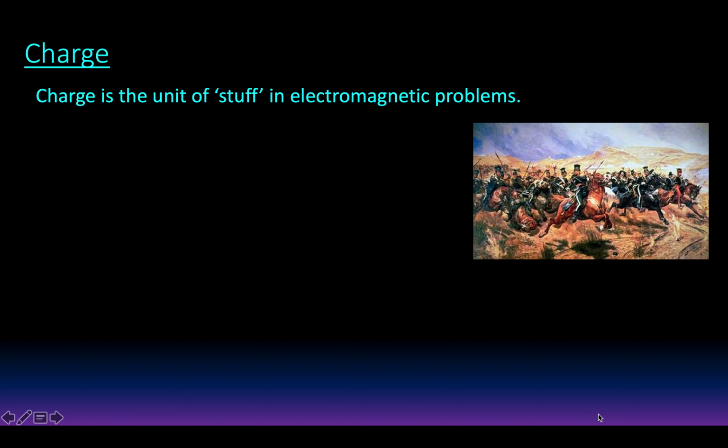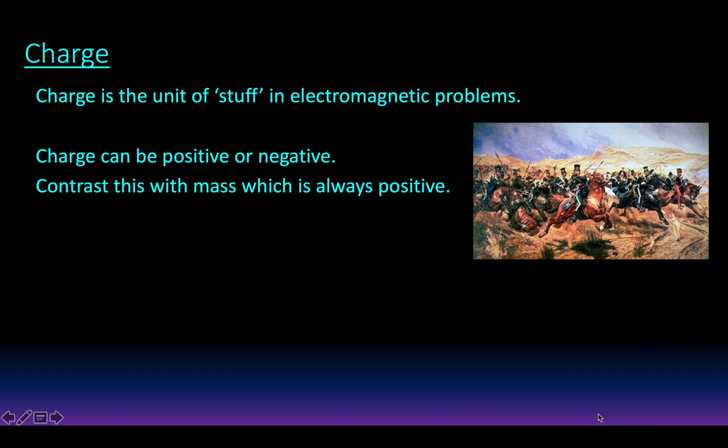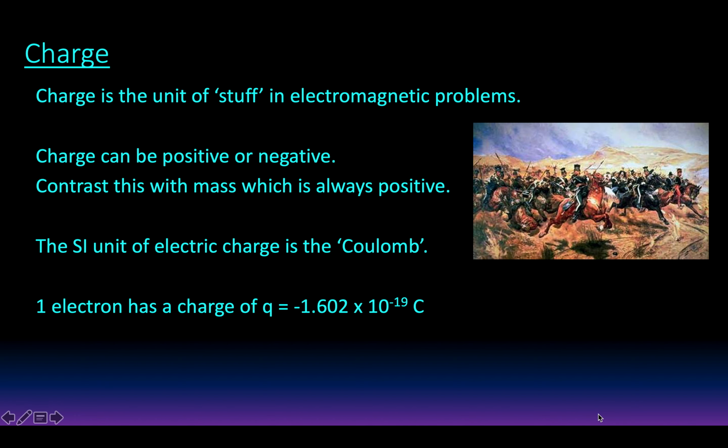Charge, as I said, is the unit of stuff in electromagnetic problems. Unlike mass, charge can be positive or negative. There are also particles with zero charge. The metric unit of charge is the Coulomb. One electron, one tiny fundamental particle, has a charge of negative 1.6 times 10 to the negative 19 coulombs.